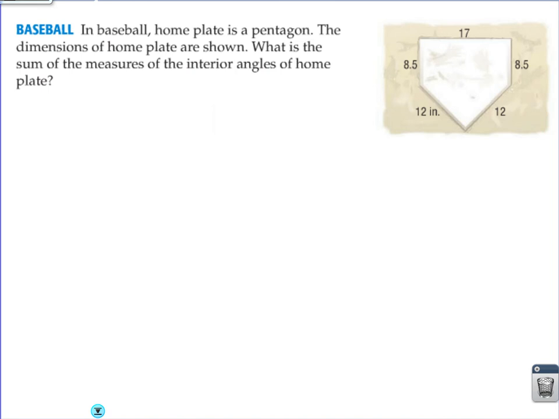In baseball, home plate is a pentagon. The dimensions of a home plate are shown. What is the sum of the measures of the interior angles of home plate? That's an old problem. I don't know why we're going back to that. If it's a pentagon, 5 minus 2, there's 3 triangles. 3 times 180 is 540 degrees.